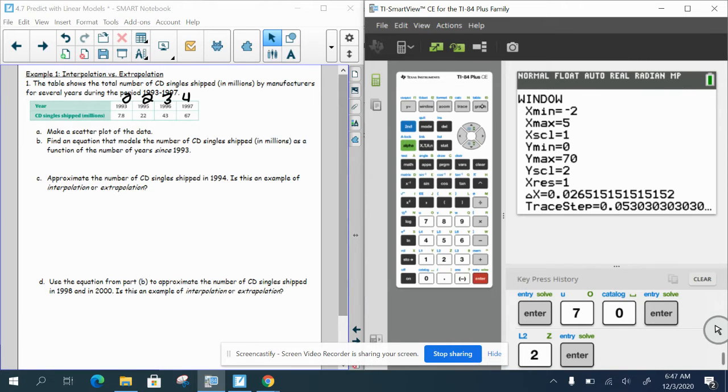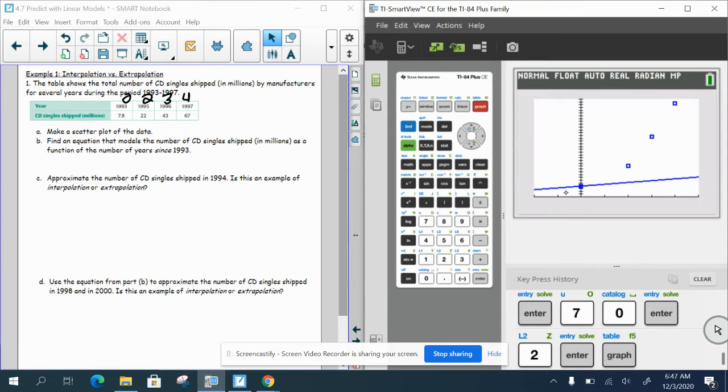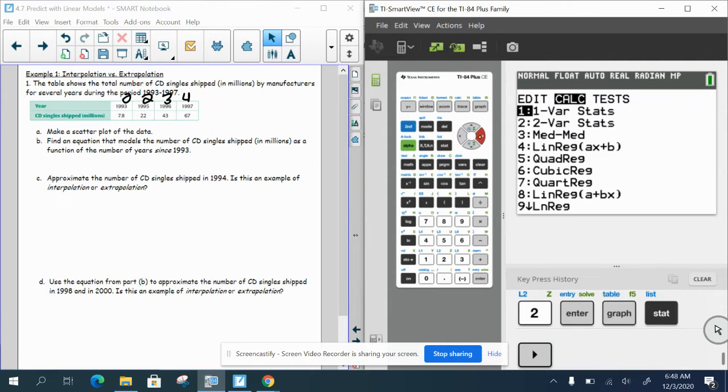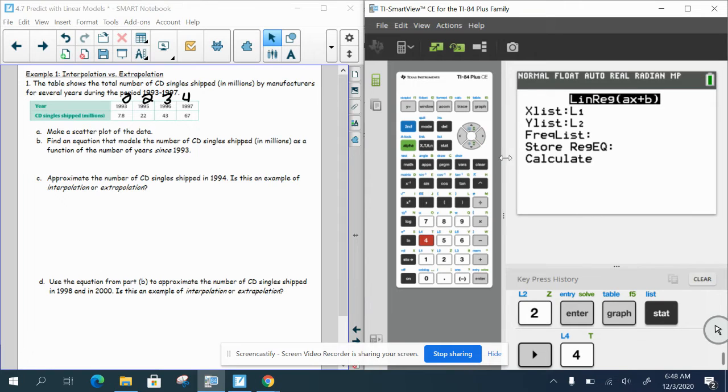All right, so if you click on graph, you will see your data. Now this line, don't worry about that. That's just some random line I had in my y equals. As long as you see 4 points, then you're good. If not, go back to your list and check to make sure that you plugged everything in correctly. All right, so we did that. And then find an equation that models the number of CD singles shipped as a function of the number of years since 1993. So that's where we go to stat calc. So stat over to calc, option 4, and then down to calculate.